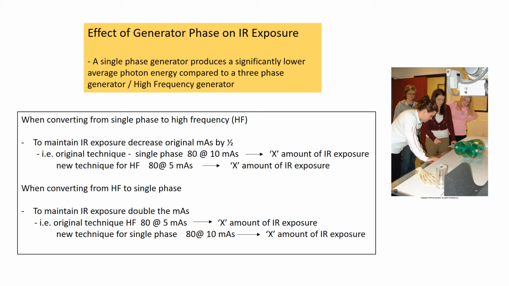Conversely, if you're going from a high frequency generator, the stronger one, to a single phase, the weaker one, to maintain the IR exposure, you double the mass. So once again, if I had an original technique on the high frequency of 80 at 5 mass, that would give me X amount of IR exposure. But because we're going to a weaker generator, the new technique for the single phase is I'd have to use 80 at 10 mass. I have to double it to get that same amount of IR exposure.